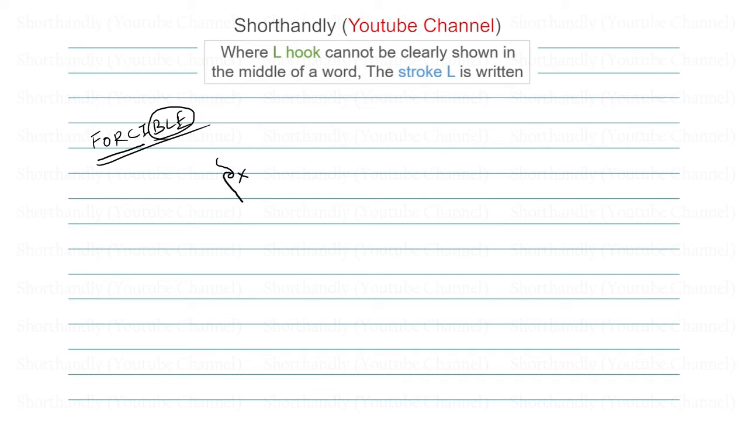So this is what this statement is telling us. This is the word where we cannot show the L hook clearly, because writing the forcible word like this is wrong. This is not the proper way to write. So the statement is saying, instead of making this L hook, we can make the proper normal L stroke, which is like this. So the forcible word can be written properly like this.